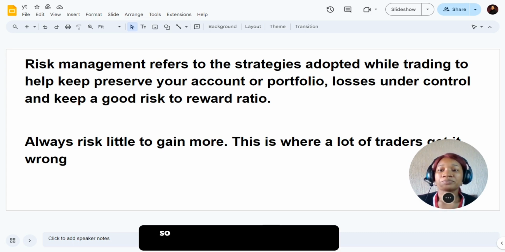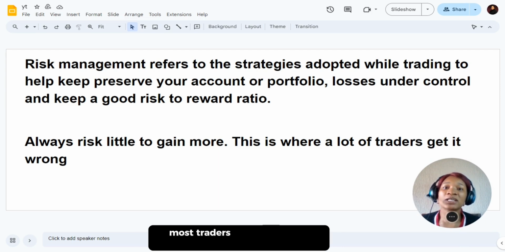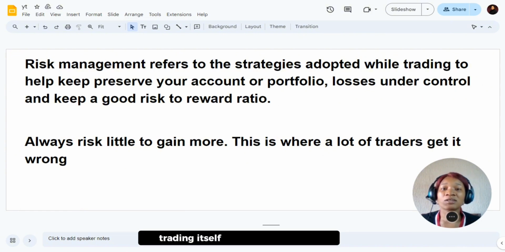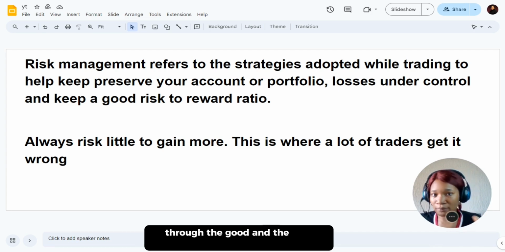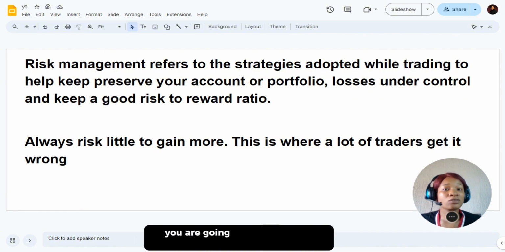Okay, so the goal here is to always risk little to gain more. All right, that's where a lot of traders get it wrong. Most traders are just here to make quick bucks. Trading itself is a long-term game. So whatever you are doing, you should be able to preserve your capital so that you would be able to sustain your account through the good and the bad days. Because trust me, there are going to be very good days and there are going to be very bad days. You are going to have winning streaks, you are going to have losing streaks.